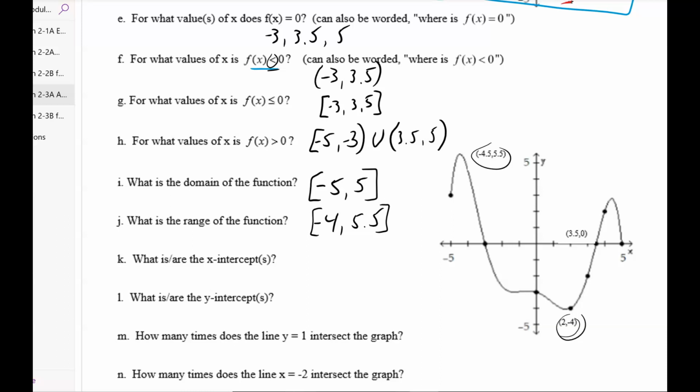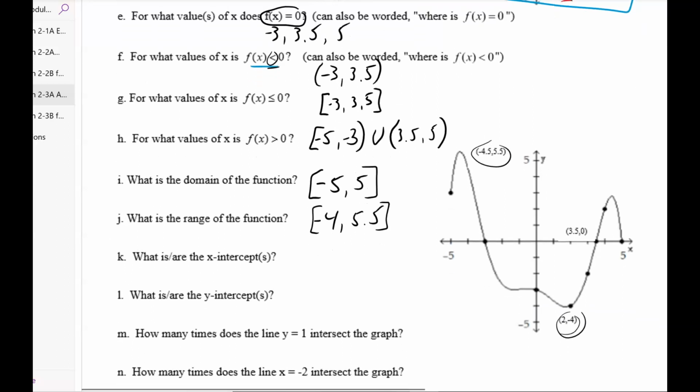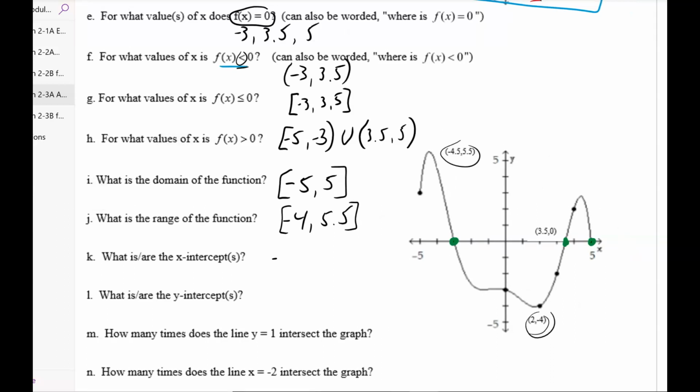X-intercepts, we've already kind of answered that when we asked the question, for what values does f of x equal 0 up here? So it's going to be the same answers. It's these same points. The zeros are the x-intercepts. In fact, we use those almost interchangeably, especially if we say real zeros. The real zeros are the x-intercepts. So that would be -3, 3.5, and 5 again. Y-intercept, there's only one. It's down here at -3.